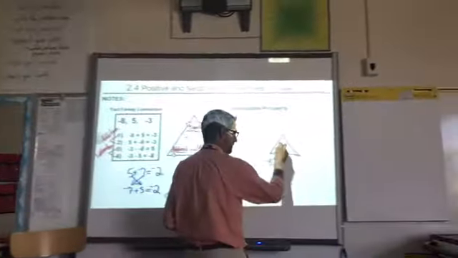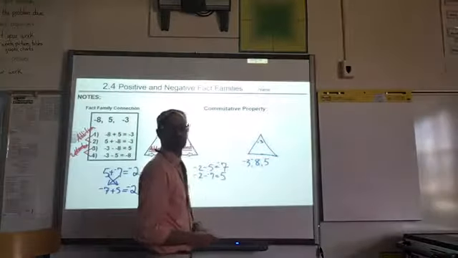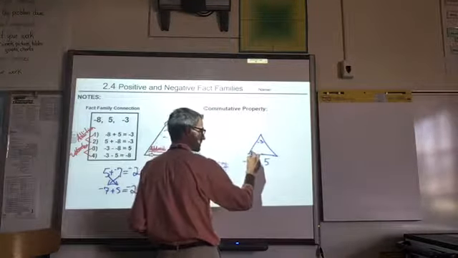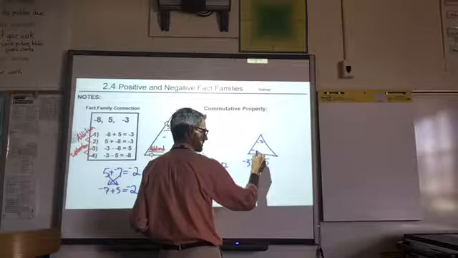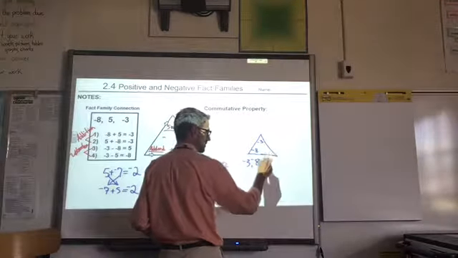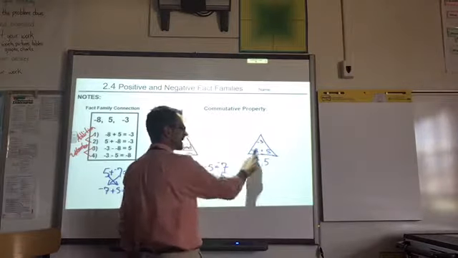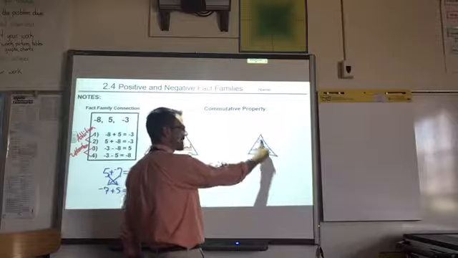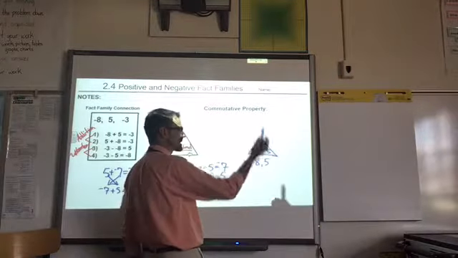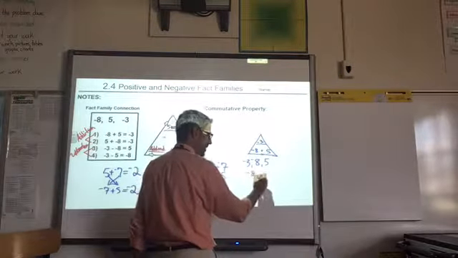Negative 3. How'd you get it? Well, I just did the equation between negative 8 and 5. I did that equation and it equaled negative 8 plus 5 gives me negative 3. So negative 3 is the sum. So I can write those two number sentences.